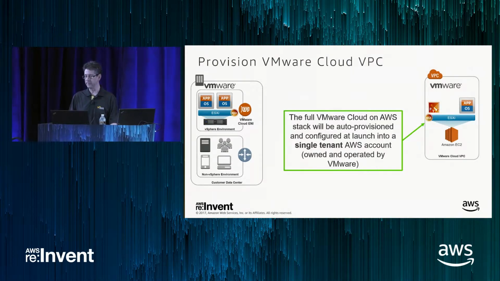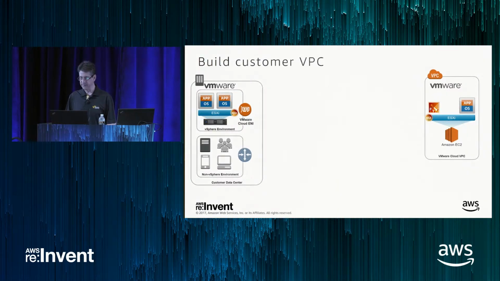So when you run on the VMware Cloud side of this offering, you're running entirely on your own hardware, on hardware provisioned for you. It is owned and operated by VMware. The servers, NSX, vSAN, and ESXi are all managed by VMware.